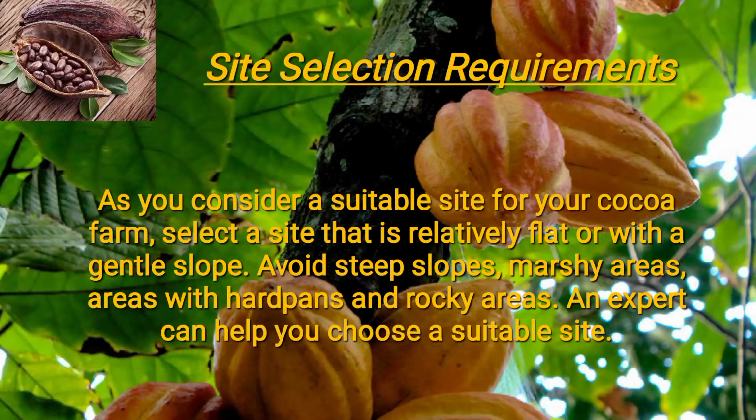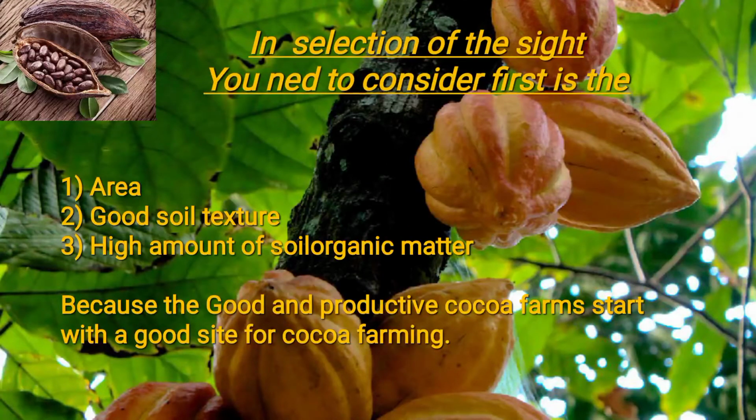The site selection requirements. As you consider a suitable site for your cocoa farm, select a site that is relatively flat or with a gentle slope. Avoid steep slopes, marshy areas, areas with hard pans, and rocky areas. An expert can help you choose a suitable site. In selection of the site, you need to consider first the area, good soil texture, and a high amount of soil organic matter, because a good and productive cocoa farm starts with a good site for cocoa farming.